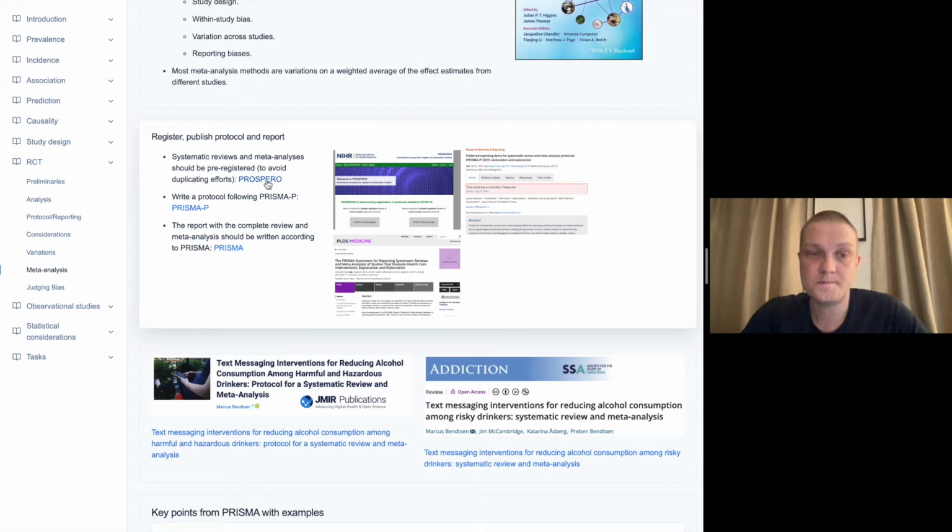but also to register your own. There are checklists for writing a protocol for your review, PRISMA-P. There's a link here. And just like there are checklists for writing protocols for trials, there's this checklist for writing protocols for systematic reviews and meta-analyses. You can either publish them if you want to, or you could put them on the Open Science Framework or something similar, but make them publicly available in a way where you cannot edit them, so that you decide, before the fact, on what you're going to do.